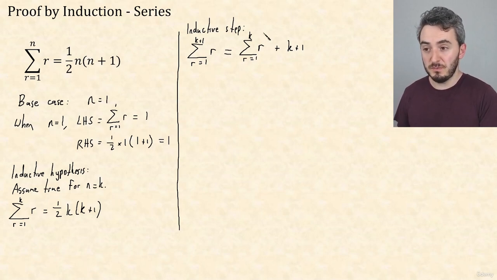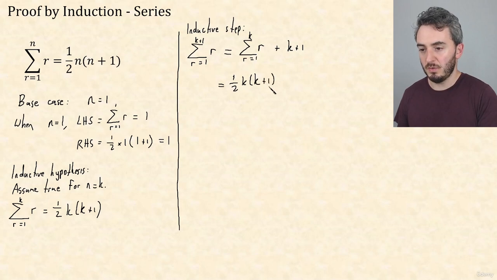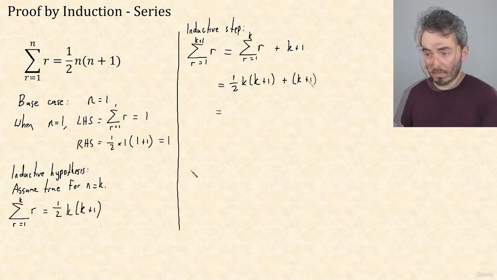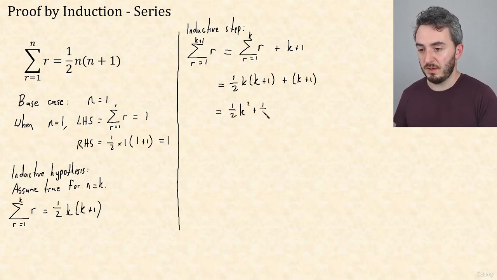Okay, so we've not assumed anything here, but now I can use my inductive hypothesis, which is I can assume that the sum of the first k natural numbers is this. So that is half times k times k plus 1. That's this bit here, but then I also have a k plus 1 here. So if I expand everything here, I have half k squared plus half k plus k plus 1. Now, neatening this up, I get half k squared plus 3 over 2 k plus 1.